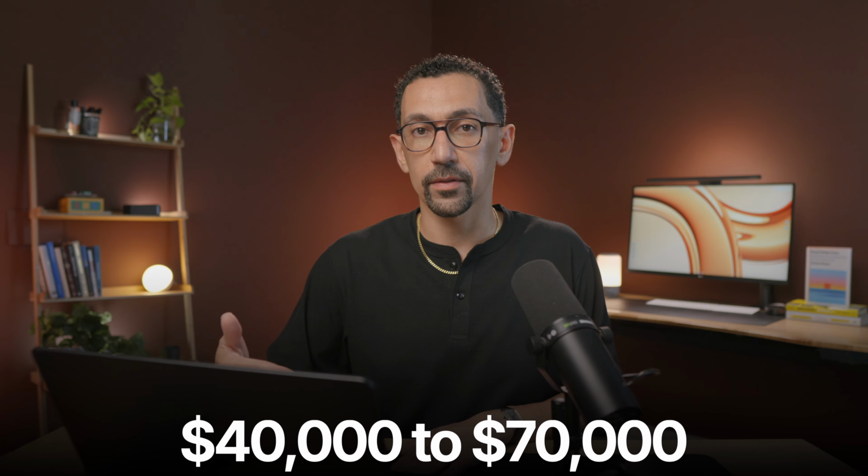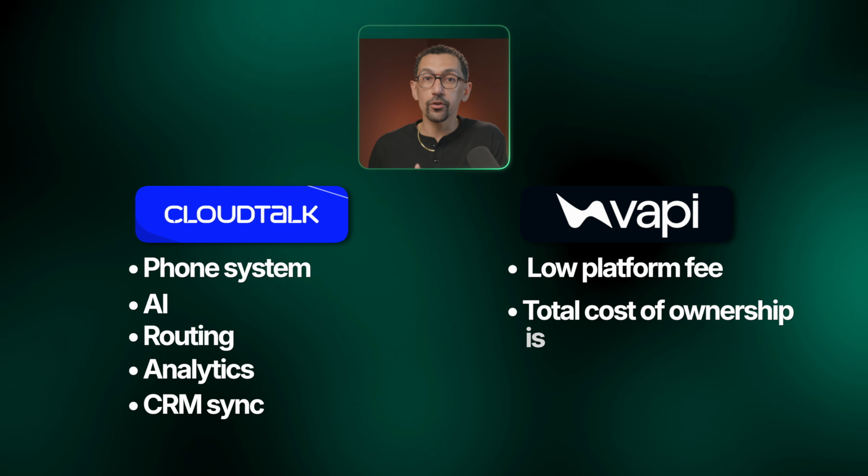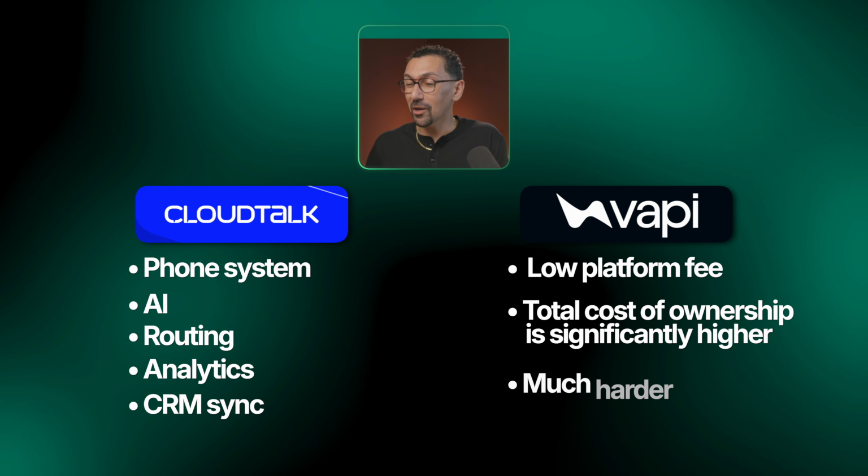Vapi, as we discussed, charges 5 cents per minute for platform hosting, but that does not include all the additional costs we discussed. And you're not going to get all the features that would be helpful for you and your team. Now, what I could gather online, for Vapi, your budget annually is going to need to be somewhere between $40,000 to $70,000 for your operation. And so the bottom line is this: CloudTalk gives you one predictable bill with your phone system, AI, routing, analytics, CRM sync, all included, where Vapi is going to give you a lower platform fee, but the total cost of ownership is significantly higher and much harder to predict.